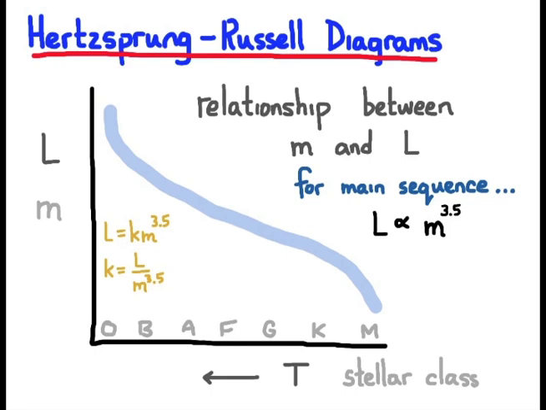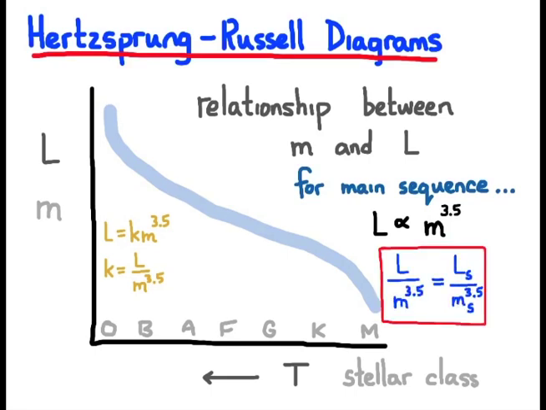And so we got L equals k times m to the 3.5, and solving for k, we get L over m to the 3.5. That means every luminosity and mass combination for a star should satisfy the same k value. So that means we can write a proportion. In this case, L over M to the 3.5 for some star equals L of the Sun over mass of the Sun to the 3.5.